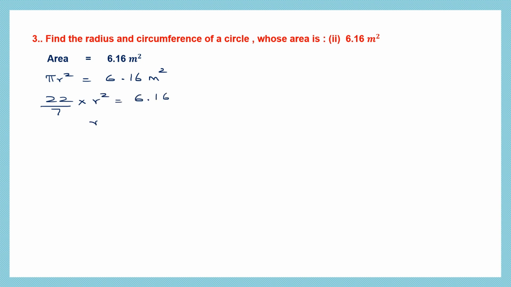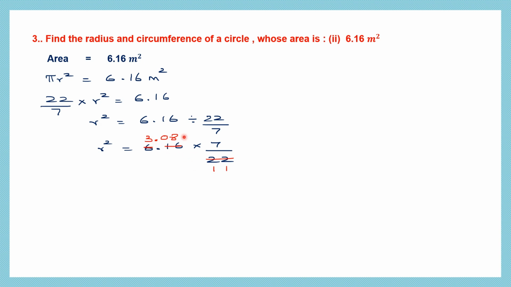Now we are going to find r square, and that is 6.16 divided by 22 by 7. So r square is equal to 6.16 into 7 by 22. We can cancel 22 and 6.16. We can do it by 2. 2 11s, and here 2 3s are 6. Put the point. 1 is small, so 0. 2 8s are 16. Now we can also cancel 3.08 and 11.